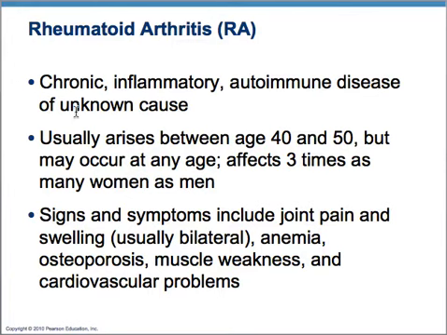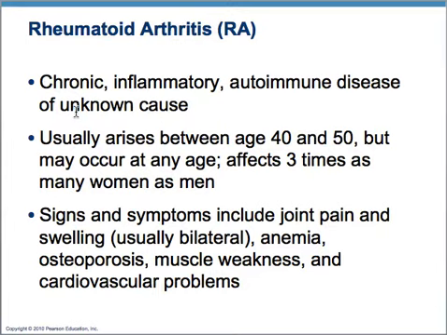Rheumatoid arthritis is a chronic inflammatory autoimmune disease. The cause is actually unknown, and it usually arises between the ages of 40 and 50. It can occur at any age; it's just more common as we get older. Again, it affects 3 times as many women as men. So actually, my second grade teacher, I remember, had rheumatoid arthritis.